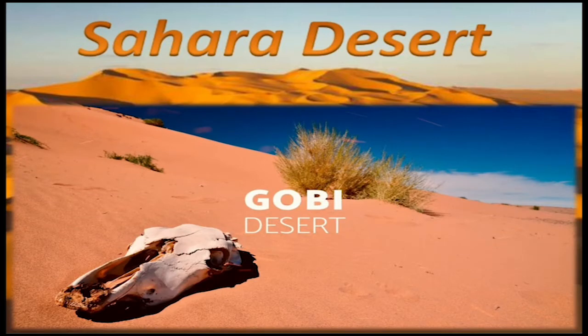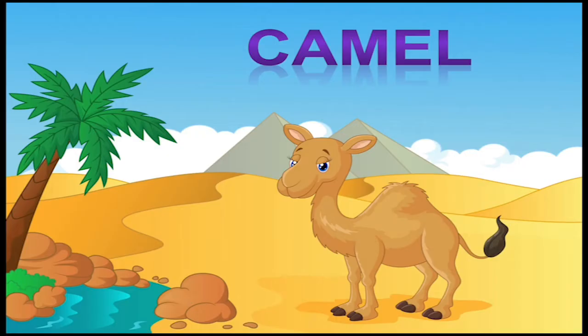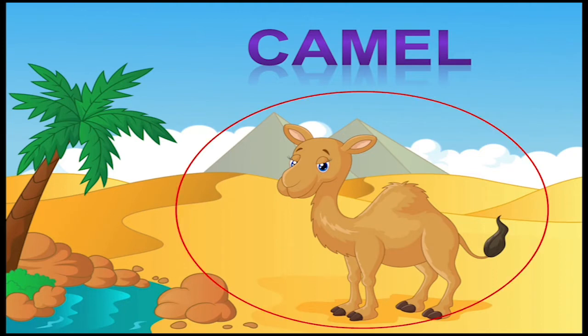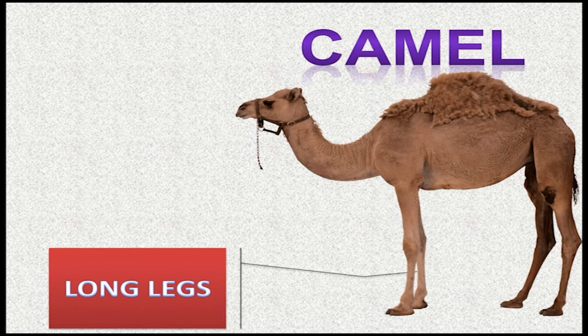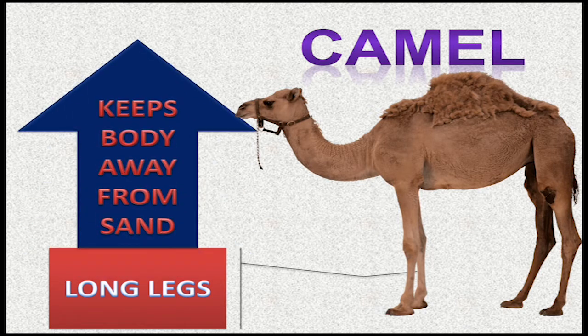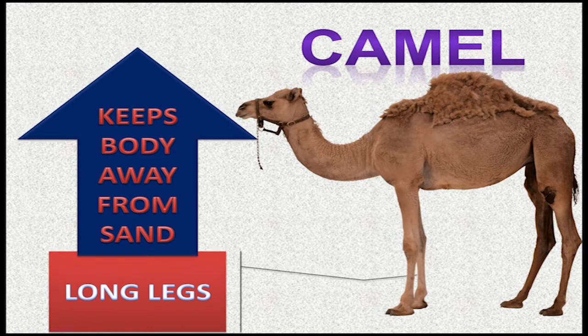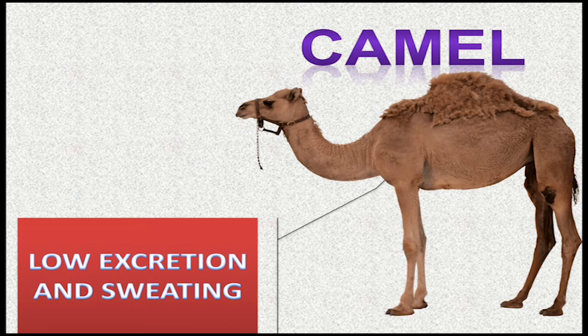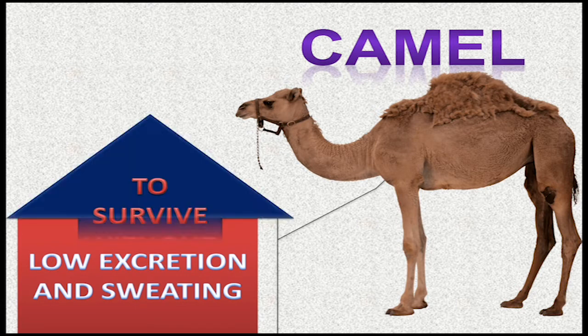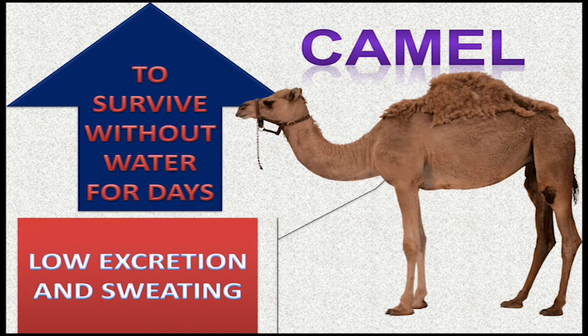Let us look at a very different kind of organism in the desert, which is a camel, right? The body structure of a camel helps it to survive in the desert conditions. They have a pair of long legs, which keeps their body away from the heat of the sand. Secondly, they excrete very small amount of urine. Their dung is also very dry and they do not sweat.